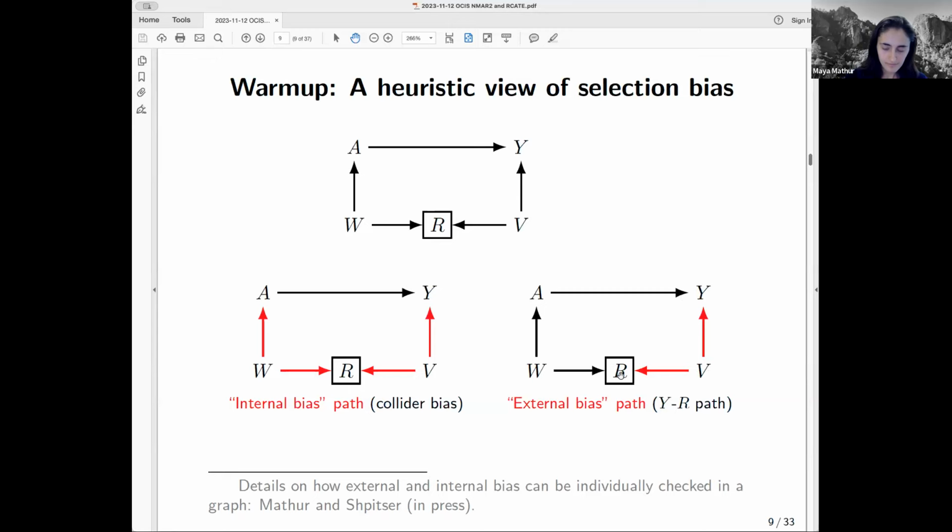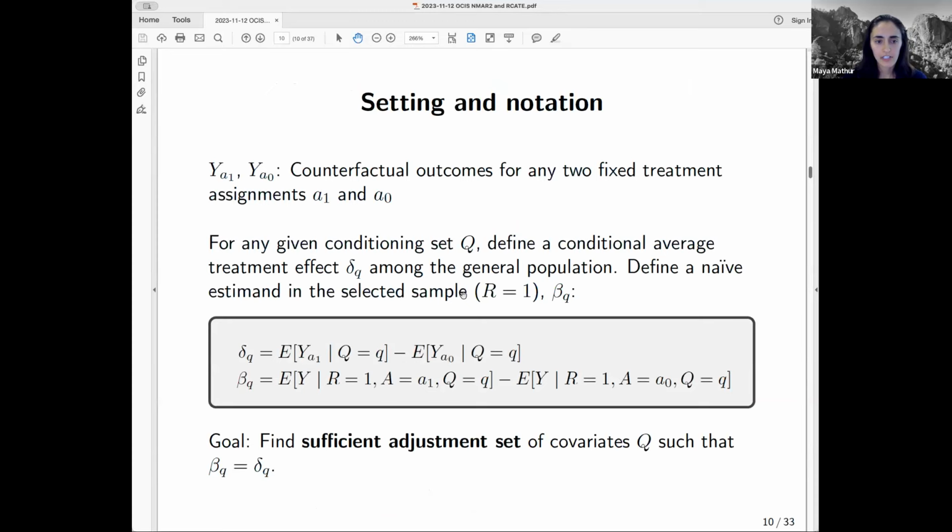All right, so just some notation. As usual, I'm going to let Y sub A1 and A0 be counterfactual outcomes for any two fixed treatment assignments, A1 and A0. And we're going to work with conditional average treatment effects here. And so for a given conditioning set Q, I'll let delta Q be the conditional average treatment effect among the general population, conditional on that Q.